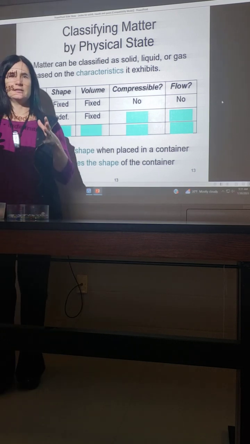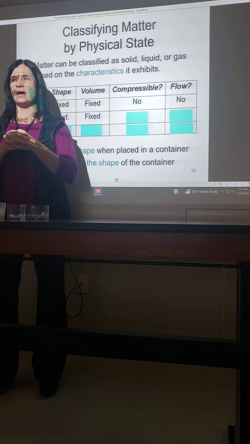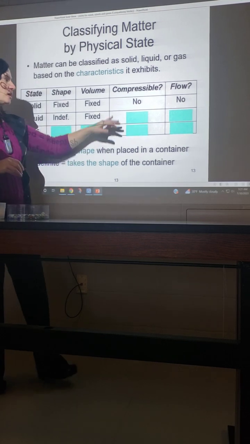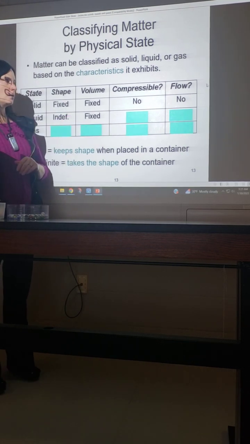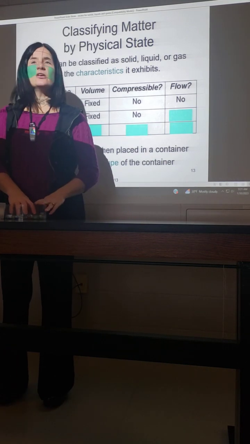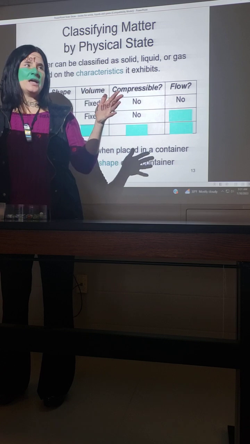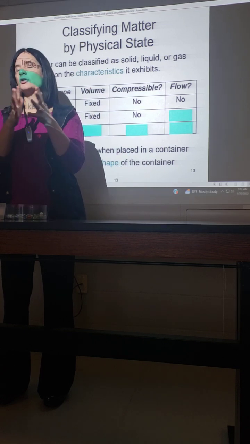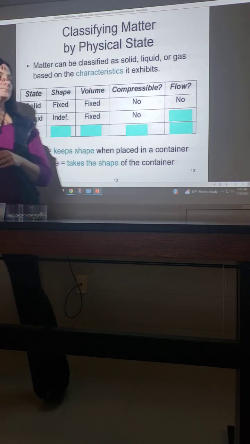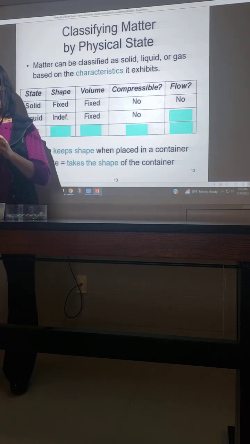Can you compress it? Can you take out the space between the molecules? Is there enough space to do that? No. Okay, anybody wanna go yes? Actually, no. Even though there is a little bit more space between the molecules, we don't have a way to compress it and force those molecules to come closer together. Is a liquid able to flow? Who likes no? Who likes yes?